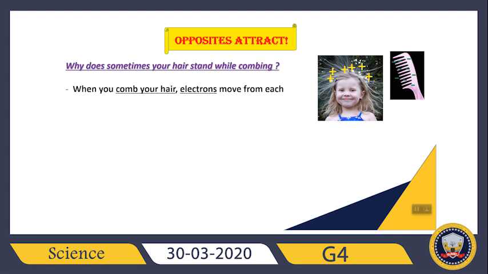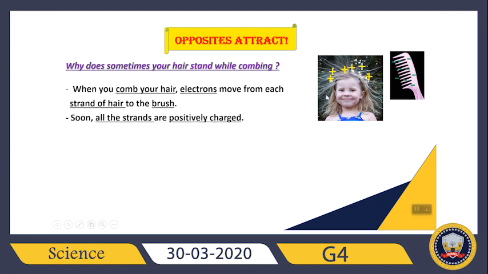Because actually, when you comb your hair, electrons move from the strands of the hair to the brush or to the comb. Here is the comb or the brush, whatever you are using. The negative signs here are the electrons, as we said in our last session, and the positive ones are the protons. So when the electrons move away from the hair to the comb, only the positive charges remain on the hair. So all the strands are positively charged.